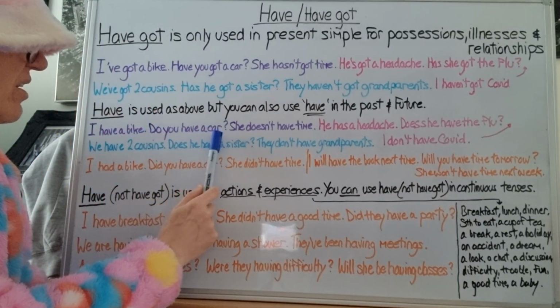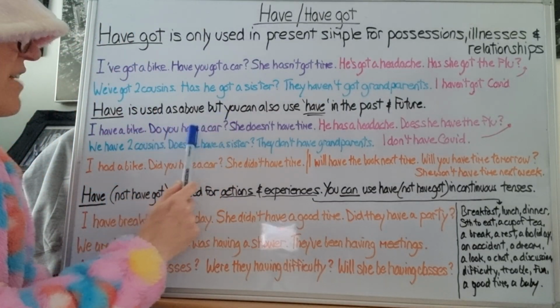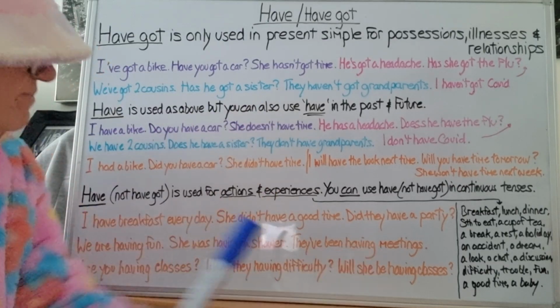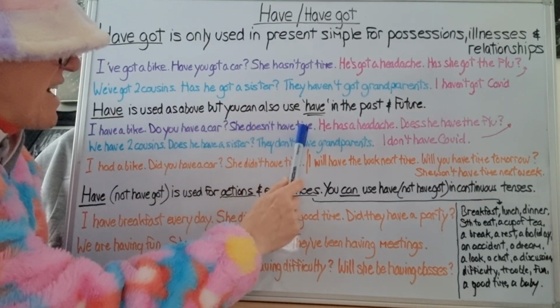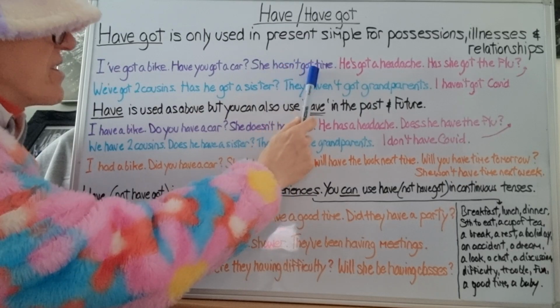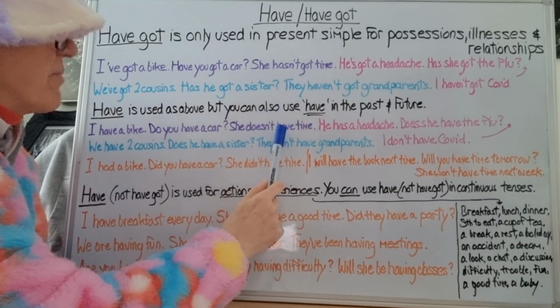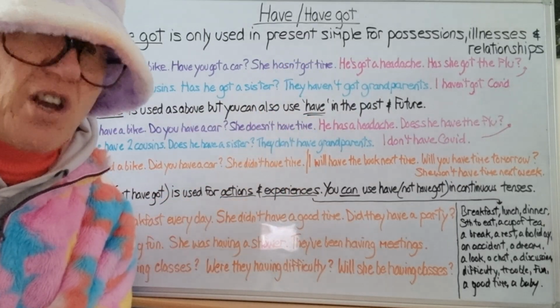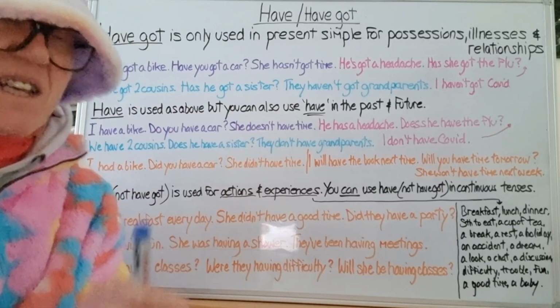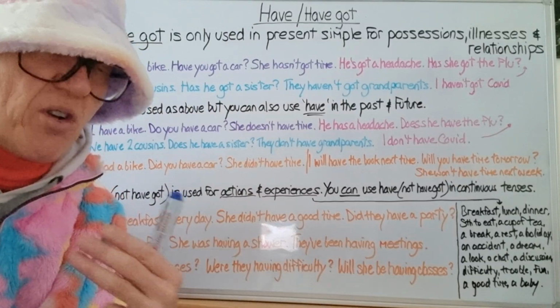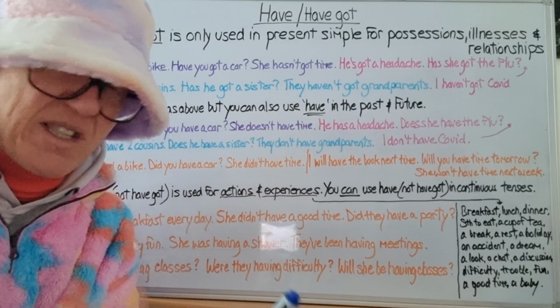Do you have a car? You can't say, do you have got? She doesn't have time. She hasn't got time. She doesn't have time. If someone says, have you got a car? The answer is, yes, I have, because you always respond with the auxiliary if it's a short answer.